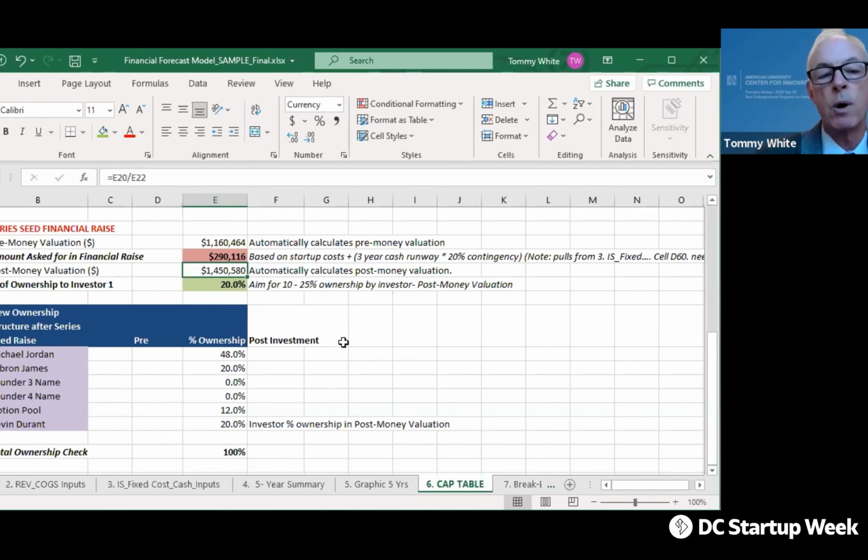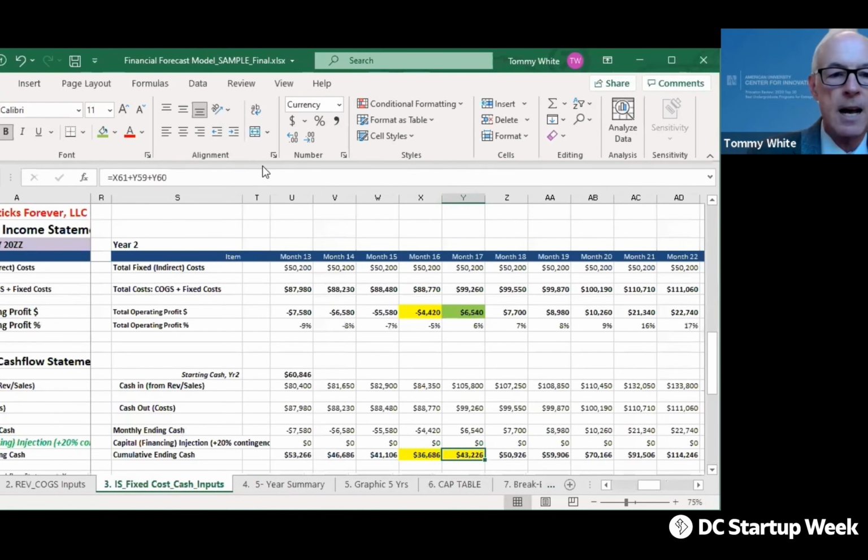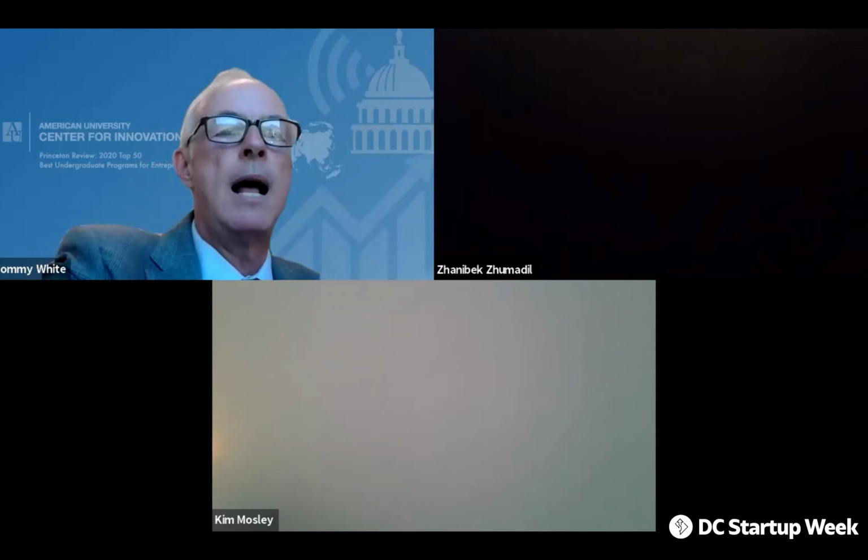which means our pre-money valuation is $1.1 million and our post-money valuation is $1.45 million. And that's how you would articulate it. That's how you would state that from that particular perspective. So that's a rundown of the models, the template, as well as the sample here. And I did that in 42 minutes, which is a world record for me.